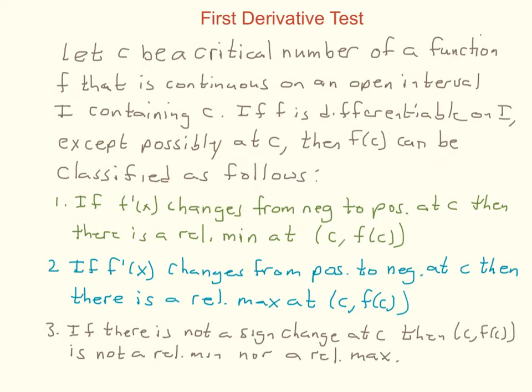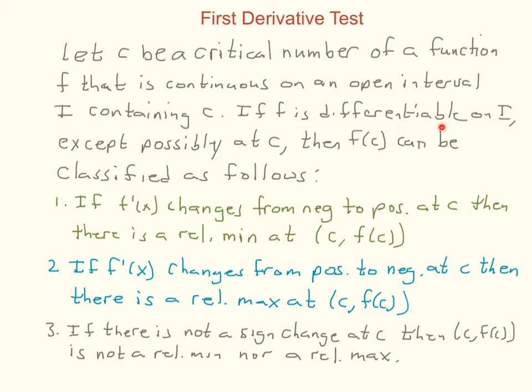Now we get to what's called the first derivative test. You might need to pause the video here to go and try to write everything down, but I'll go through it a couple times. We're going to let c be a critical number of a function f. So c is going to be a number where, when I take the derivative of f, I get 0 or it's undefined. And f is going to be continuous on an open interval I containing c.